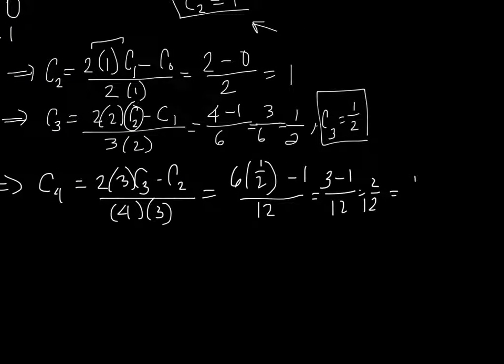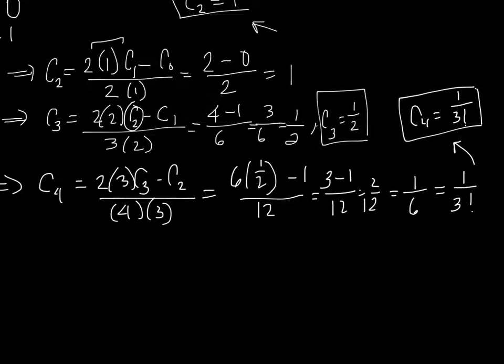which is actually 1/6. But I'm going to rewrite it as 1 over 3 factorial because we know 3 factorial is 3 times 2, which is 6. So I'm going to go ahead and rewrite it like that. And then I'm just going to write this out here just so I won't forget it later.